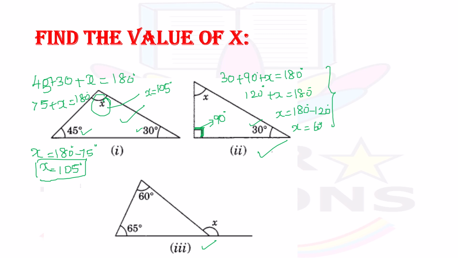Now what is the third problem? I need to find the value of x. What is x actually? It's nothing but the exterior angle of a triangle. So what is the exterior angle property?